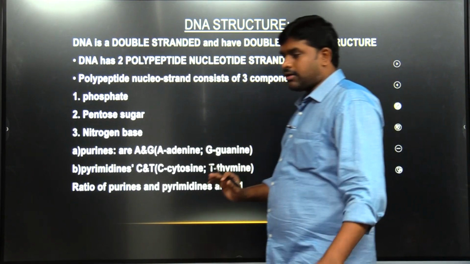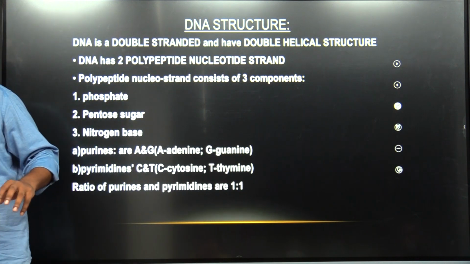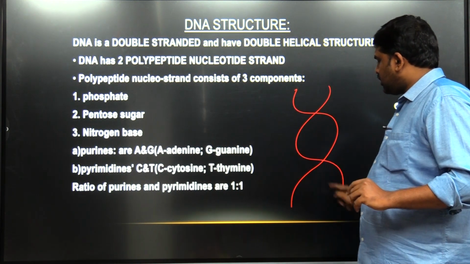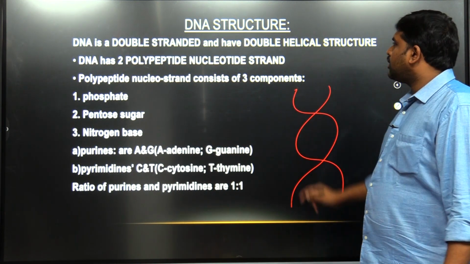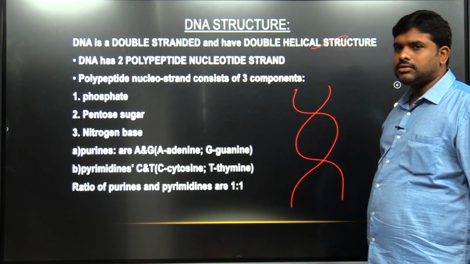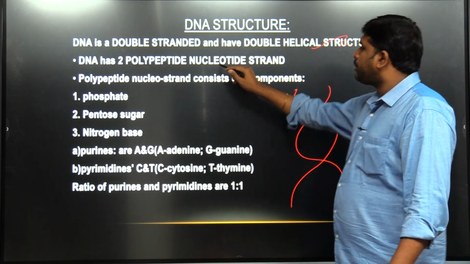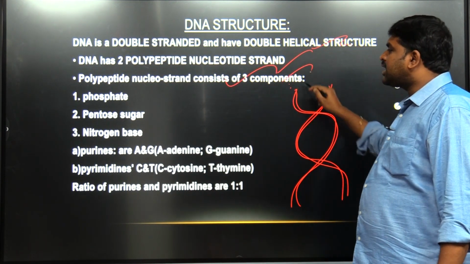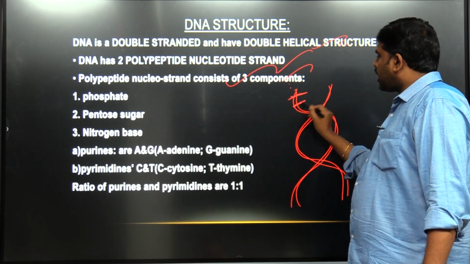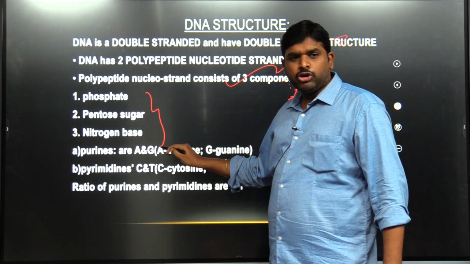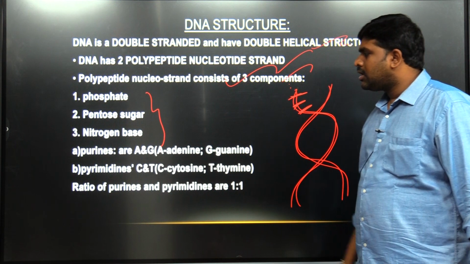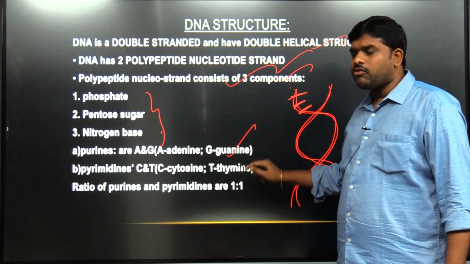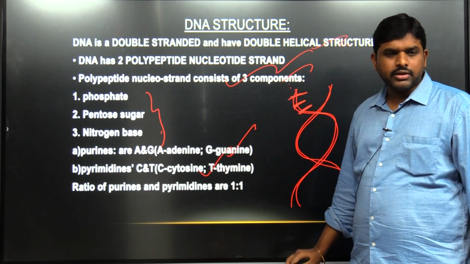Again, I am summarizing now as an answer. If there is a question on DNA structure: DNA is a double strand, 2 strands, a helical structure, like this. DNA has 2 polynucleotide strands. Every nucleotide strand is a combination of phosphate, pentose sugar and nitrogenous base. In nitrogenous bases there are purines and pyrimidines. Purines are adenine and guanine, and pyrimidines are cytosine and thymine.